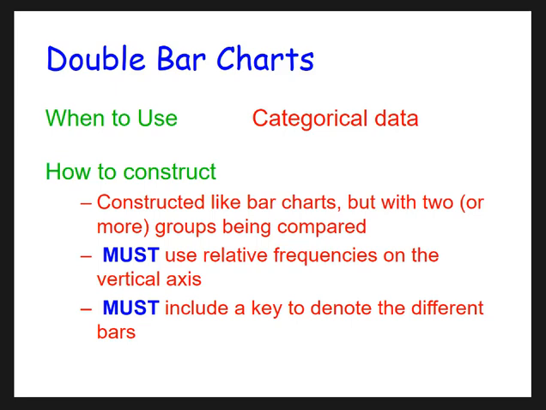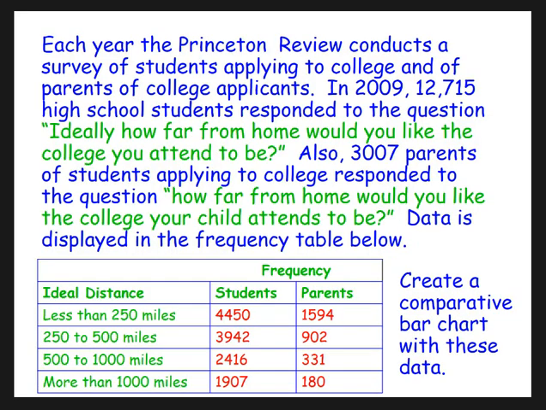And then we must include some sort of a key to denote which bar represents which data set. So if we're going to color code the bars and let green be 2017 and blue be 2018, we have to specify that somewhere. Or the alternative to including a key is we can just make sure every bar is labeled very carefully. So for example, each year the Princeton Review conducts a survey of students applying to college and of parents of college applicants.